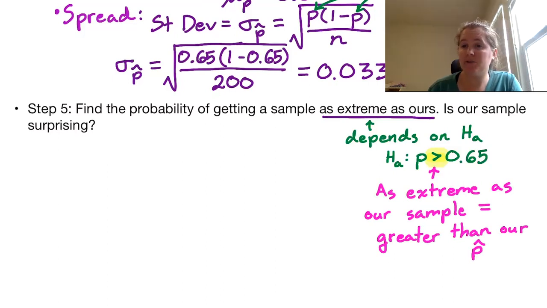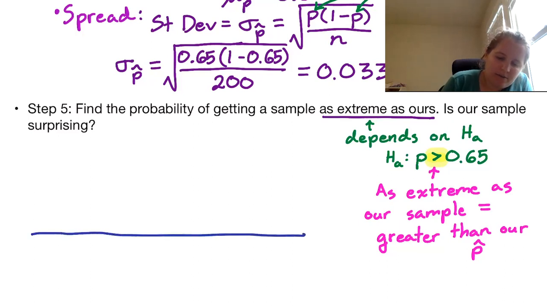So "as extreme as" changes definition depending on your alternative hypothesis. If the alternative hypothesis was less than, then as extreme as our sample would mean less than our p hat. And then we're supposed to figure out if our sample was surprising. So let's just draw a picture and see what we're looking at.